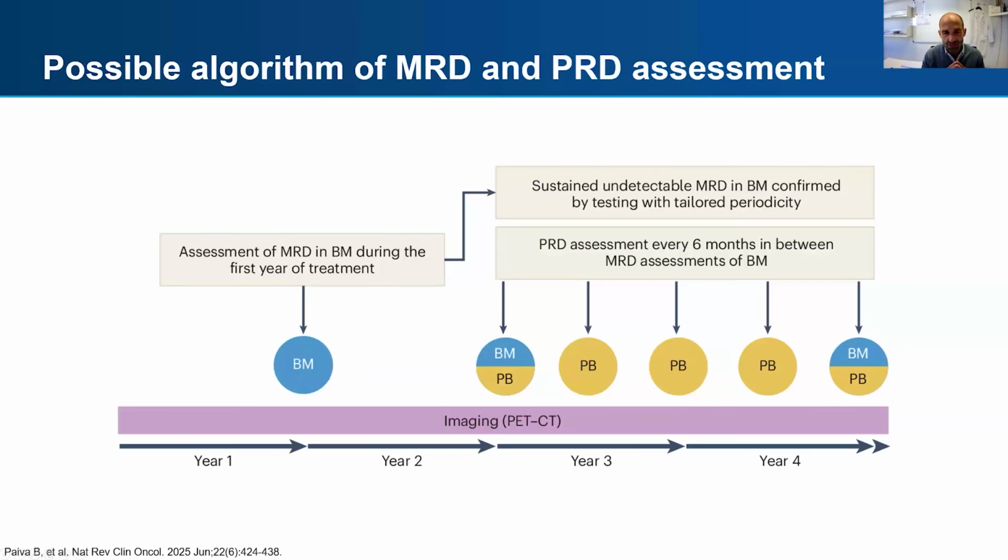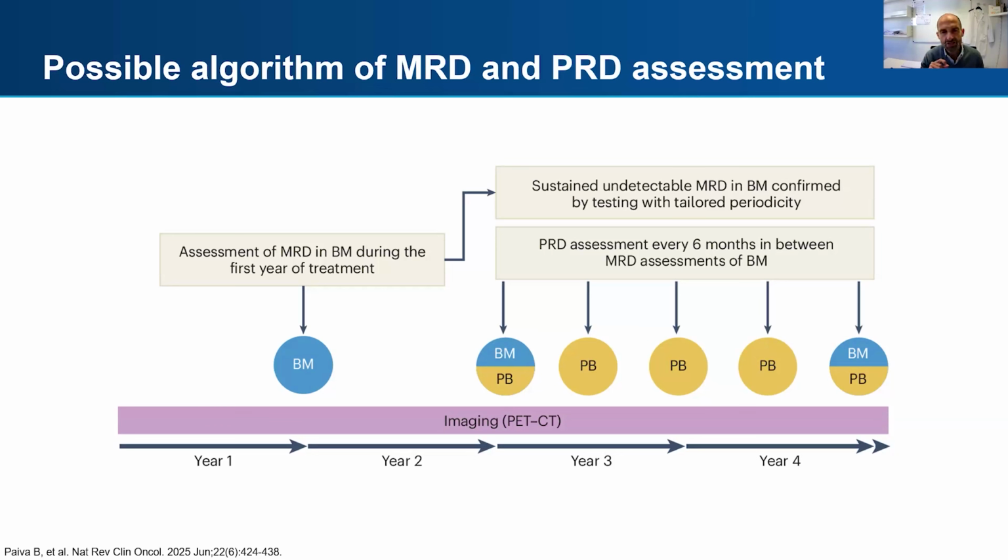So therefore, based on these findings, and I can share with you that we continue investigating very hard to bring what is currently a possible algorithm into reality in the near future. I can tell you that in our hospital, for example, we are testing more and more this potential algorithm: during the first 2 or 3 years of treatment, the assessment of residual disease in a patient achieving complete remission must be performed in the bone marrow. Treatment is very effective, and only the bone marrow will provide valuable information.